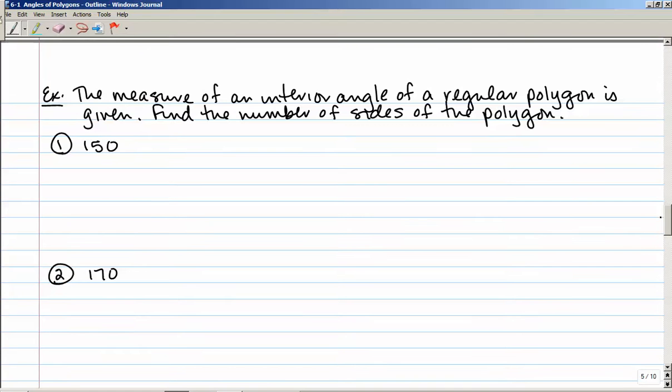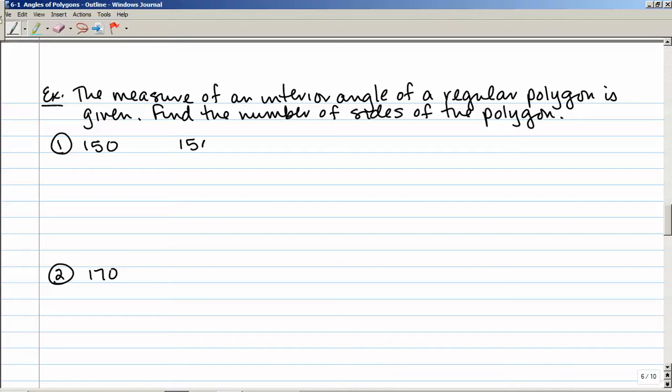For this example, we have the measure of an interior angle of a regular polygon, and we need to find the number of sides of the polygon. So I know that this is one interior angle of the regular polygon. If I were to multiply this by the number of sides, that would give me the sum of the interior angles. Let me say that again. This is one interior angle of a regular polygon. If I were to multiply that by the number of sides, that would equal the sum of the angles.